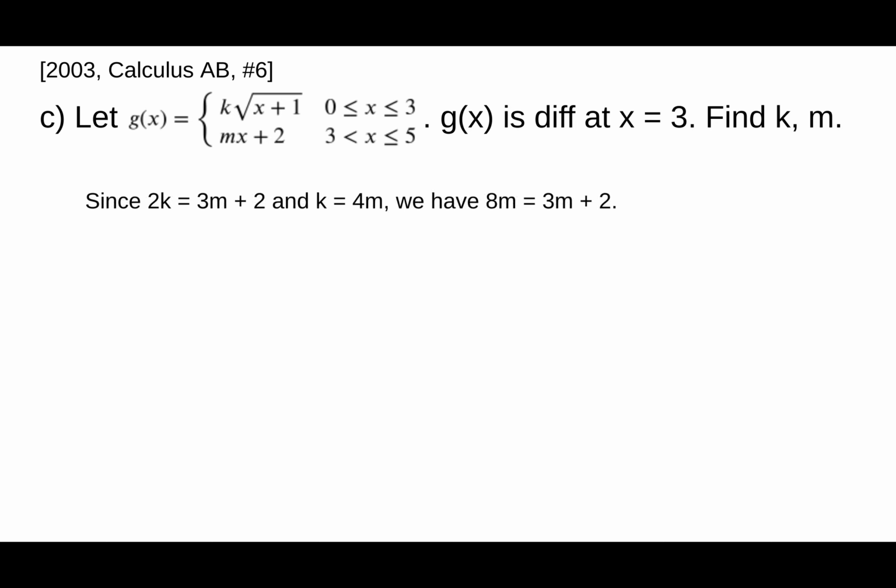We already know 2k equals 3m plus 2, and we have k equals 4m. That leaves us with 8m equals 3m plus 2. Solving that equation, we get 5m equals 2, so m is 2/5. And then we can use that information to solve for k. K is 8/5.